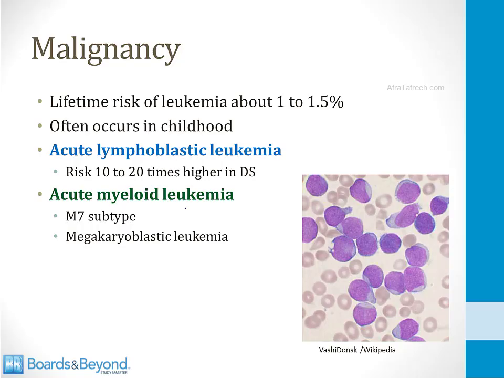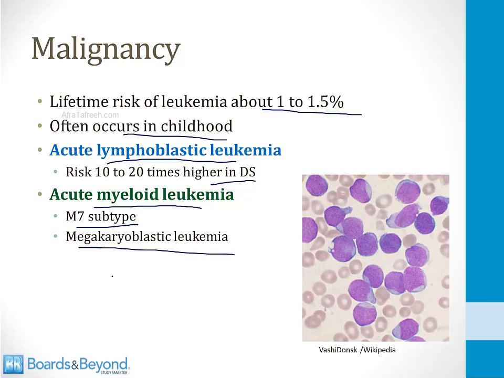Children with Down syndrome also have an increased risk of malignancy, especially leukemia. The lifetime risk of leukemia is about 1 to 1.5%. It often occurs in childhood. Children with Down syndrome can develop acute lymphoblastic leukemia. The risk is 10 to 20 times higher in Down syndrome children than in the general population. They can also develop acute myeloid leukemia, and they develop a very unique subtype. It's called the M7 subtype. It is a megakaryoblastic leukemia made up of leukemia cells that resemble megakaryocytes.